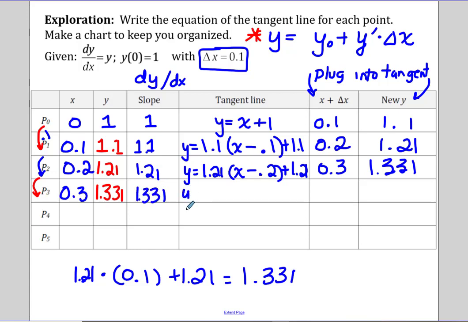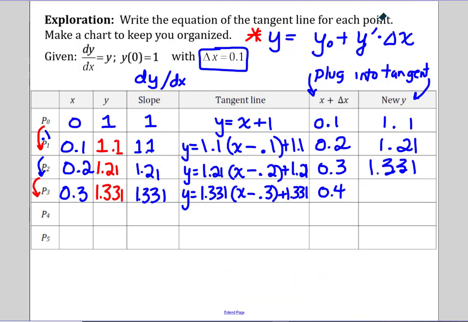1.331, and the tangent line would be 1.331 times x minus 3/10 plus 1.331, and our delta x would go up to 0.4. And then we could calculate 1.331 times 1/10 plus 1.331.